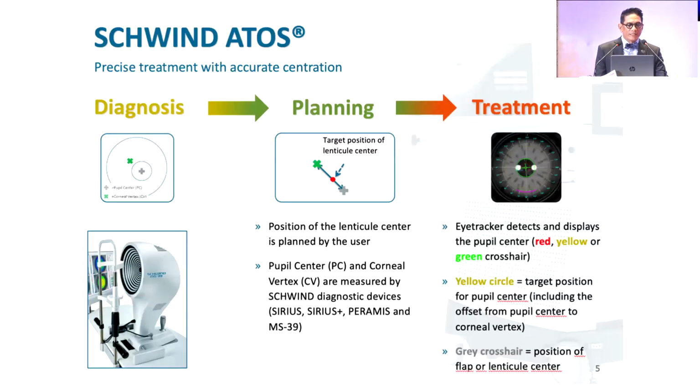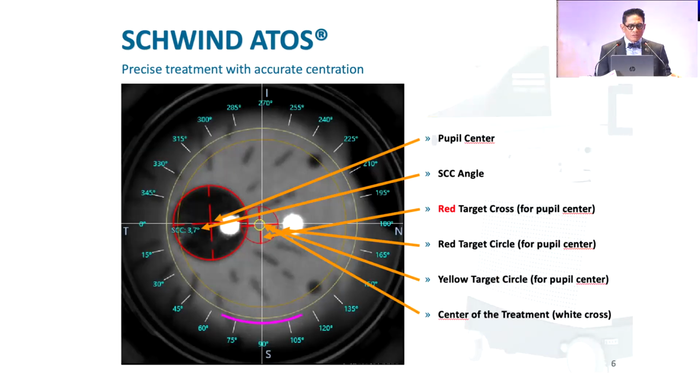So in the AIOS, the most important thing is that it has three processes. The diagnosis, which comes from the MS-39; the planning, which is actually automated by the MS-39; and then we transfer this to the AIOS for treatment.